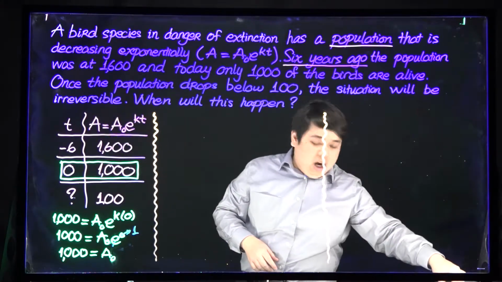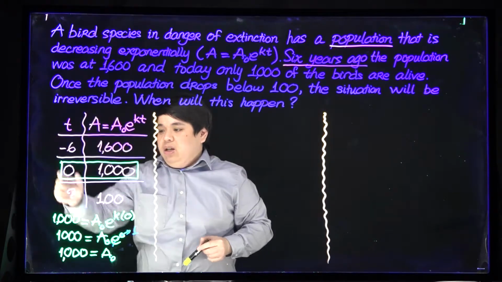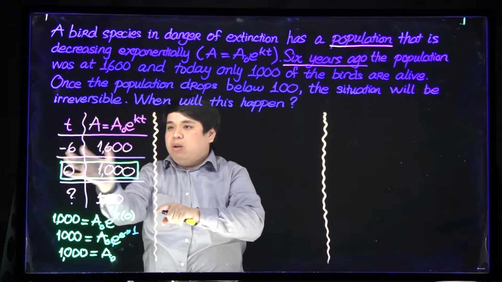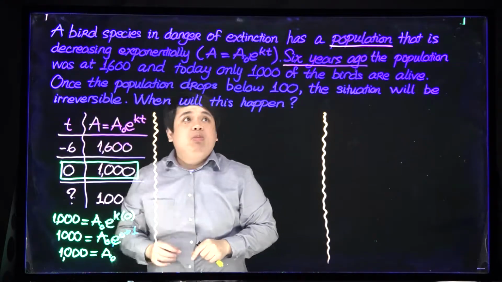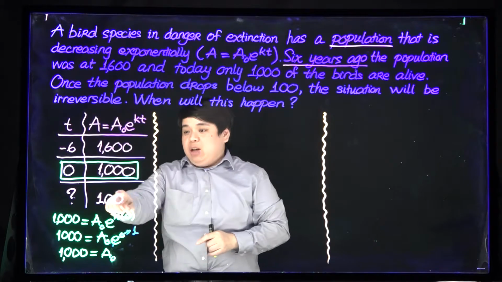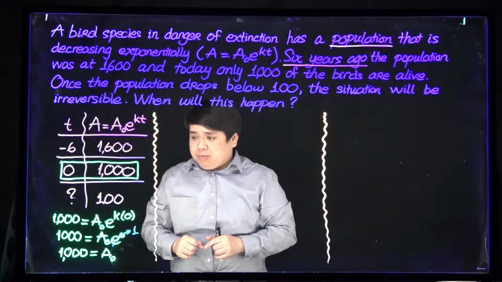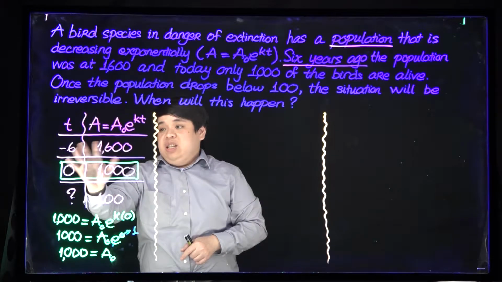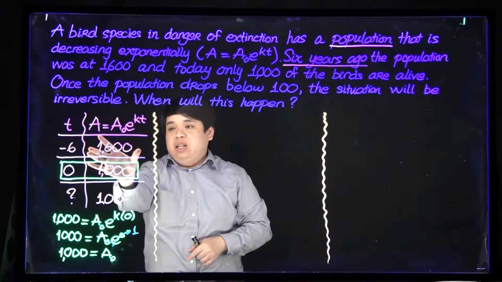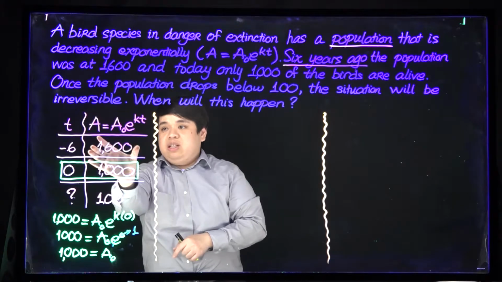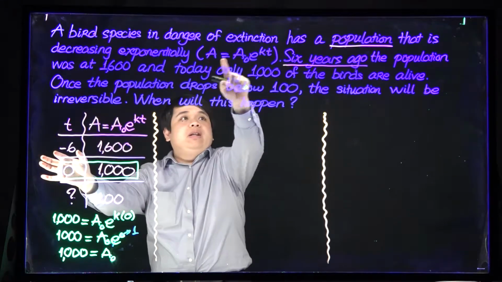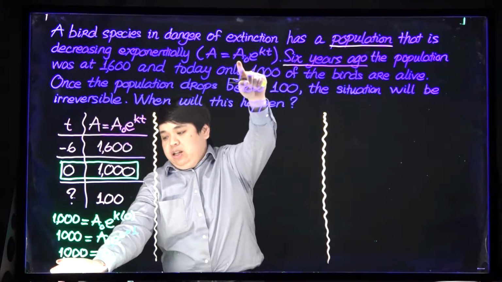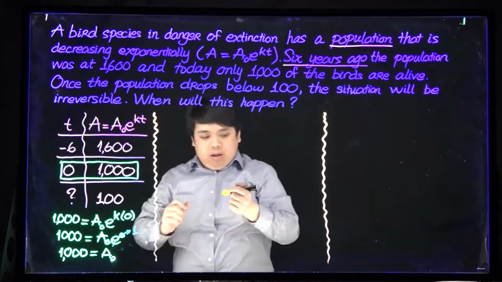We can use that information and carry on to the next pair of data. We cannot use the last set yet, because right now we know both the time and the population there. That will be more useful to us, and that will be the last thing we'll do. All right. So next, t equal to -6 and the population is 1600. We're going to substitute 1600 in for A and -6 in for t. By now, we also know that A naught is 1000.